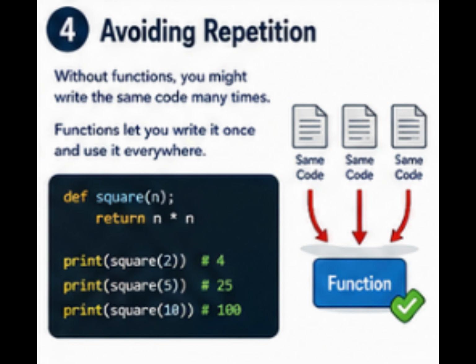The next slide shows why functions reduce repetition. Without a function, you would have to write the same calculation again and again. Here, a function named square accepts one parameter called n. The return statement multiplies n by itself to find its square. When the function is called with the numbers 2, 5, and 10, Python performs the same calculation each time without rewriting the formula. The results are 4, 25, and 100. This shows how one function can solve the same type of problem for many different values.